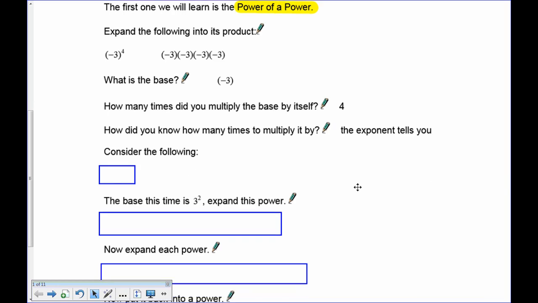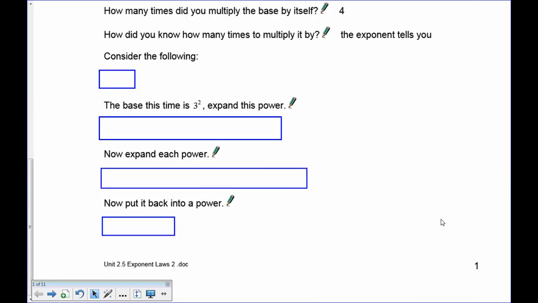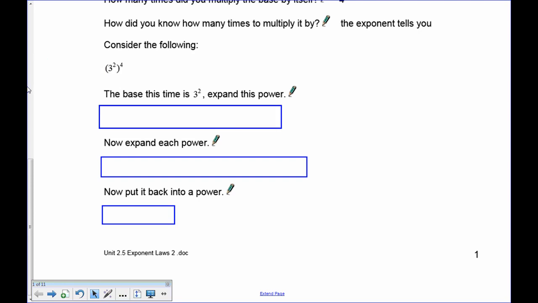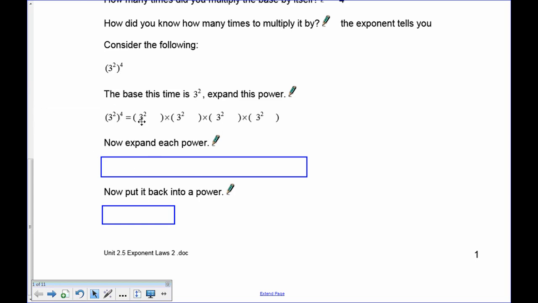Okay, so let's see if we can get through this whole thing now. First off, let's consider the following. I've got 3 to the power of 2 times itself 4 times. That's what the 4 means. Take what's in the brackets and treat that like a base and multiply it by itself 4 times. So if the base is 3 to the 2 and I multiply it by itself 4 times, I have to put the 3 to the 2 inside a separate set of brackets, and multiply it by itself 4 times. Keep it inside the brackets because the 3 to the 2 is in brackets here.